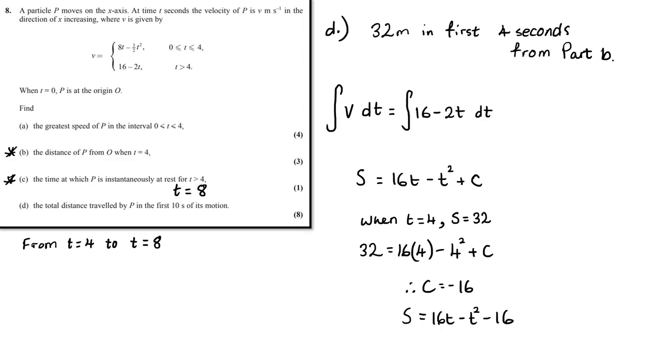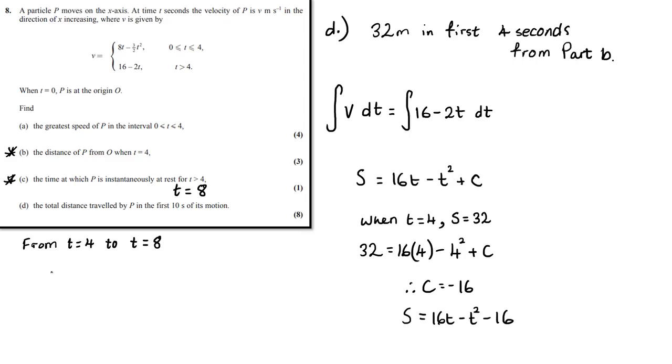What we need to do here is take our displacement, s, substitute 8 in, and then subtract what we got for t equals 4, which we already know was 32. That gives us the distance travelled between 4 and 8 seconds, and then we do that again for 8 to 10 seconds. Essentially I'm splitting this distance travelled into three parts: 0 to 4, 4 to 8, and 8 to 10. We already know 0 to 4, and we're now calculating 4 to 8.